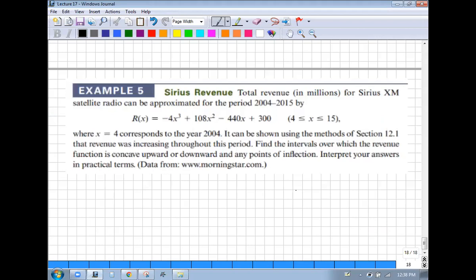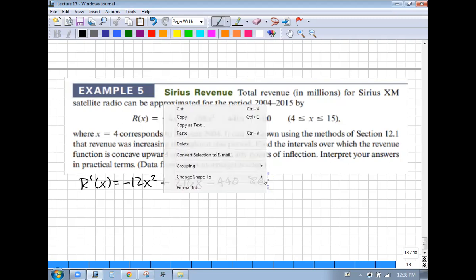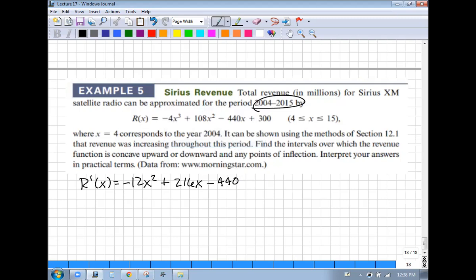So revenue in millions from the period 04 to 15. X equals 4 is 2004. You can use 12.1 to show it's increasing throughout this period. What that means is if you take the first derivative, it's positive for all x between 4 and 15, right? If we took the derivative of this, we would have negative 12x squared plus 216x minus 440. And if we wanted to, we could ask, when is this positive? And we would find it's positive for 4 to 15, maybe more, all right?